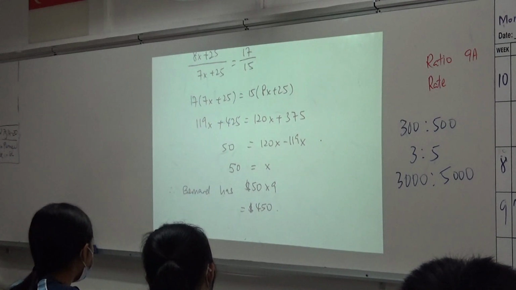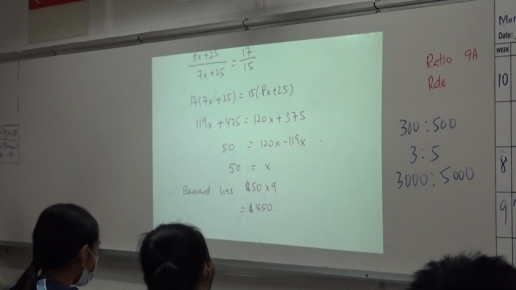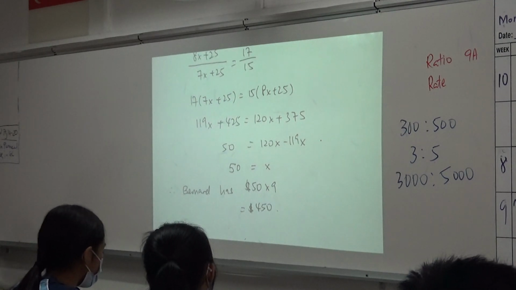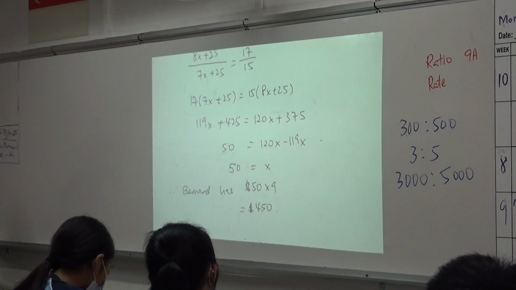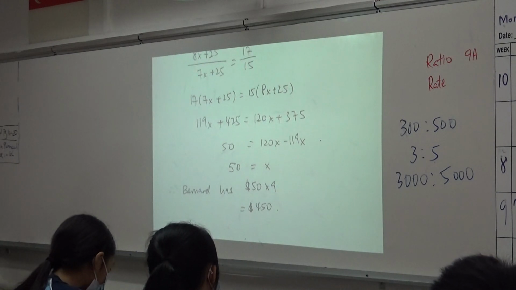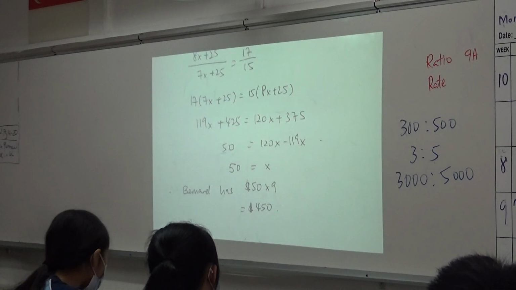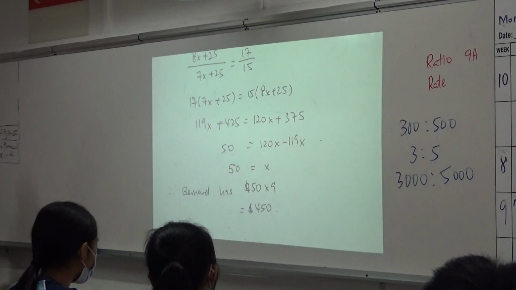Which ratio do they take? First and second. So if you take the first and second, they must use the first and second ratio. That is 16 and 17. Are you clear with what I'm saying? Okay, so you have to be careful here. Alright, good.